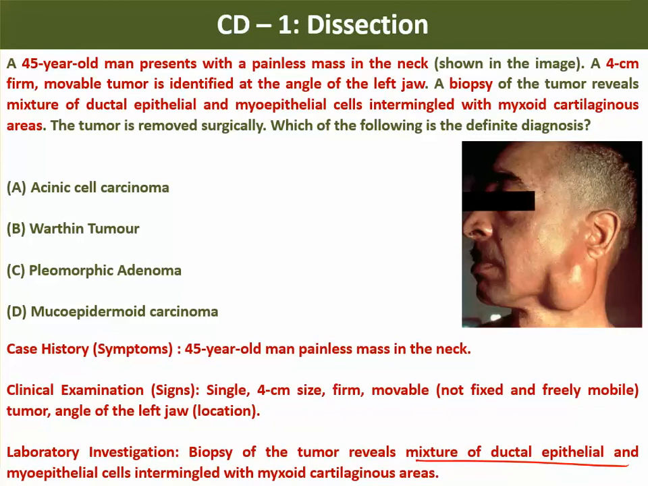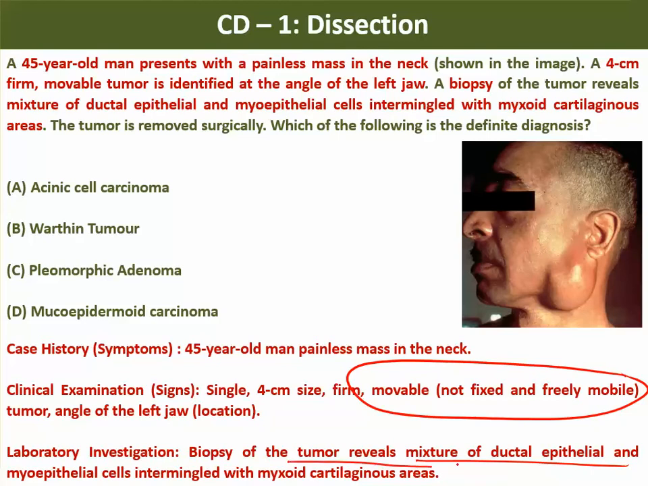Understand? From the clinical examination, as I explained here, movable means it is freely mobile and it is not fixed. So it is a clinical examination finding that helps me to derive that it is a benign tumor. I am dealing with most probably a benign tumor. Understand? Most probably a benign tumor. It's not confirmed. But then I go to the biopsy.